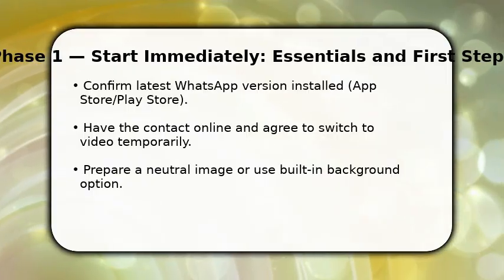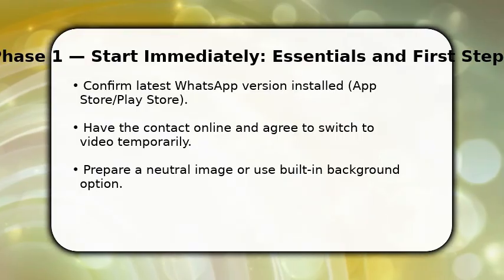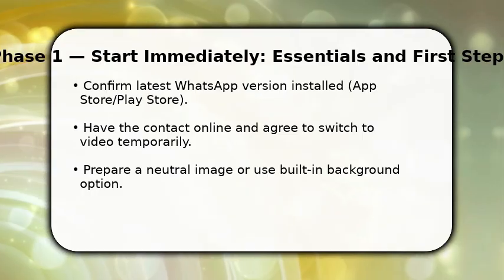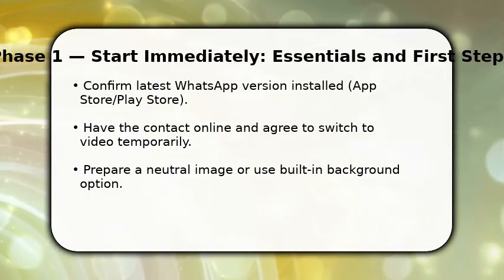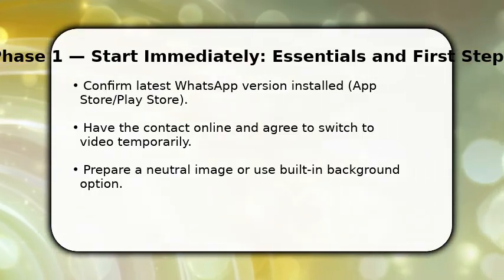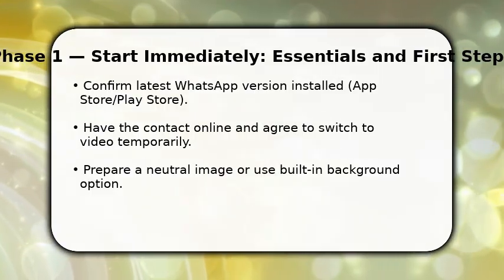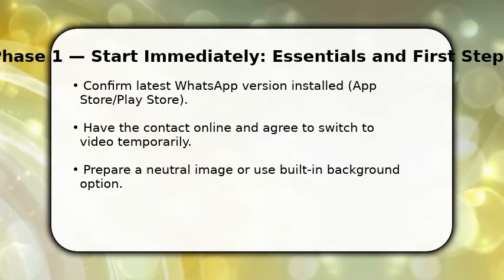You start by updating WhatsApp and asking the person to accept a quick video switch. This is the only practical route to change a call background. Once ready, initiate a video call instead of a voice call. Tap the background icon or the three dots, then choose a preset or upload your neutral image.